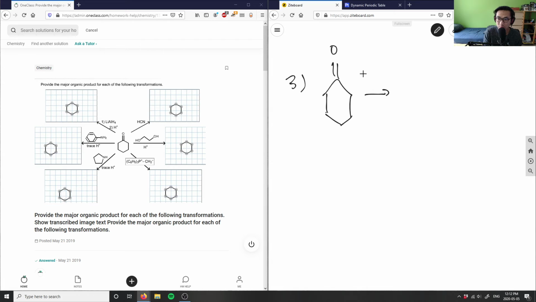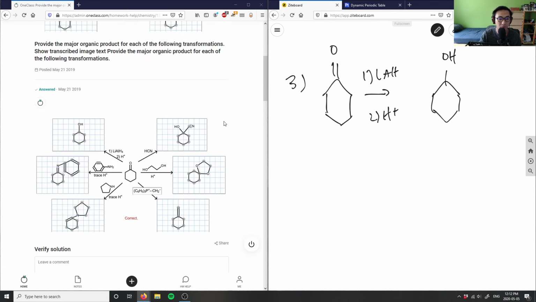So what we can do with our first guy here, LAH, I'm just going to use LAH as my shorthand, and acid workup here. We know it's going to be a reducing agent. So I'm going to reduce this ketone back into an alcohol, right? We can reduce this to an alcohol here. So we know for a fact that number 1 here is a cyclohexanol, right? We're reducing this carbonyl group back into an alcohol. So this is our answer for number 1 here.